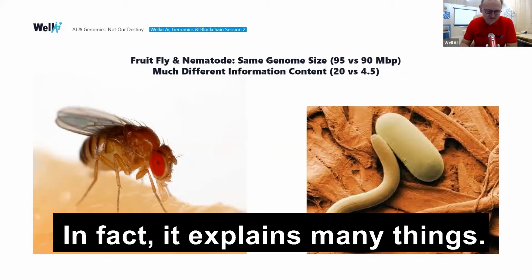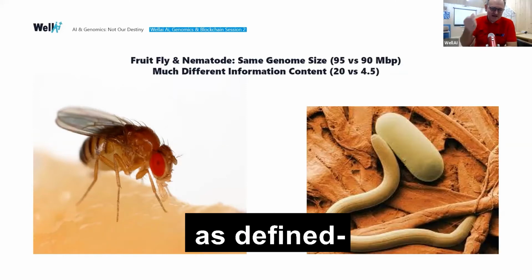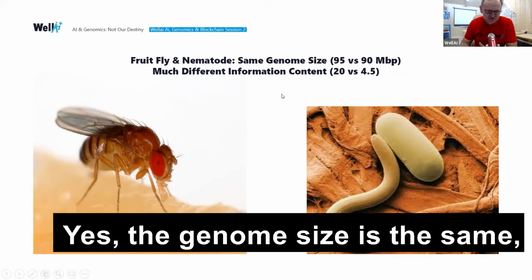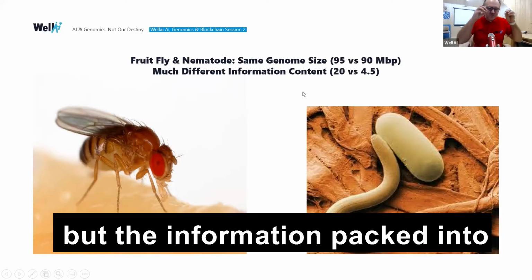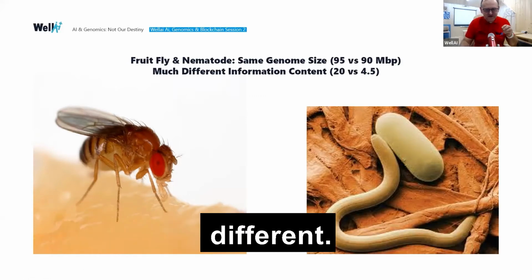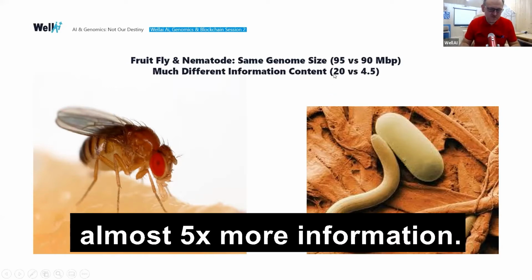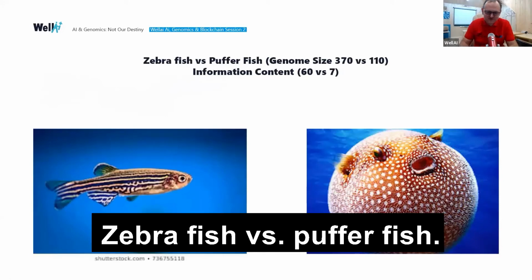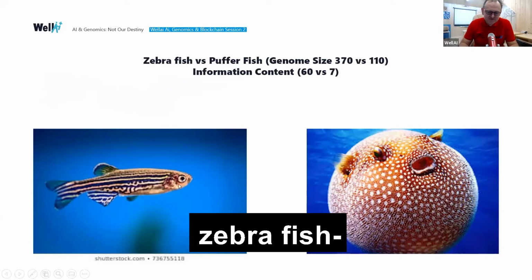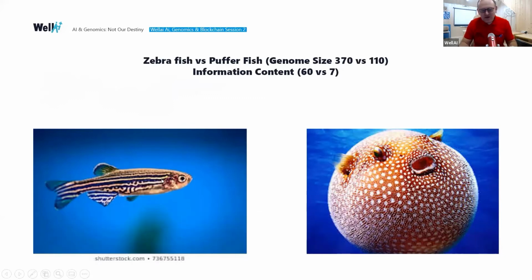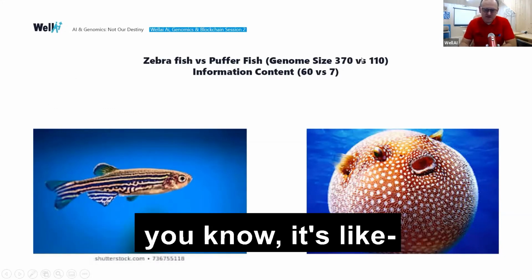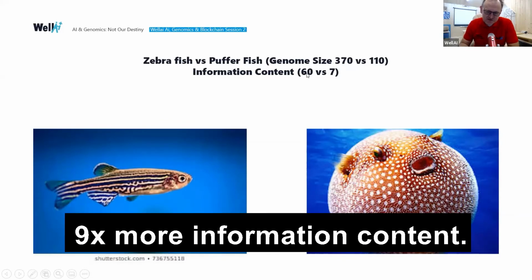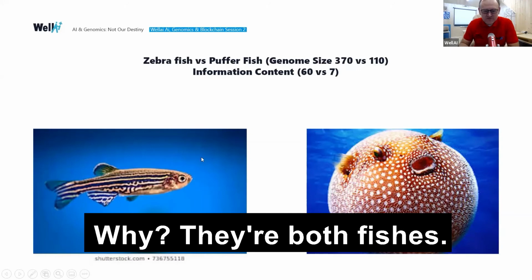In fact, it explains many things. So if you use information content as defined by computer science, you can explain this, right? Yes, the genome size is the same, but the information packed into the genome is very, very different. Fruit fly has almost 5 times more information. Really, really fascinating. Here's another example. Zebrafish versus pufferfish. In this case, this is not so obvious, by the way. Zebrafish has a genome size that is about 3.5 times larger, but it has 9 times more information content. Why? They're both fishes.